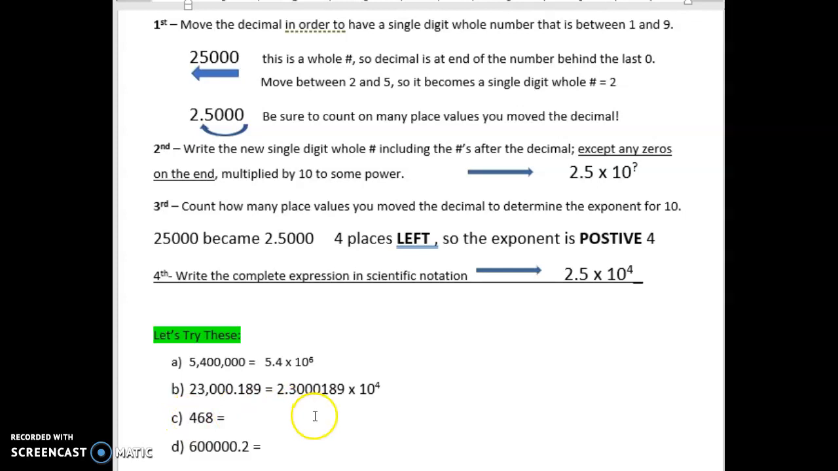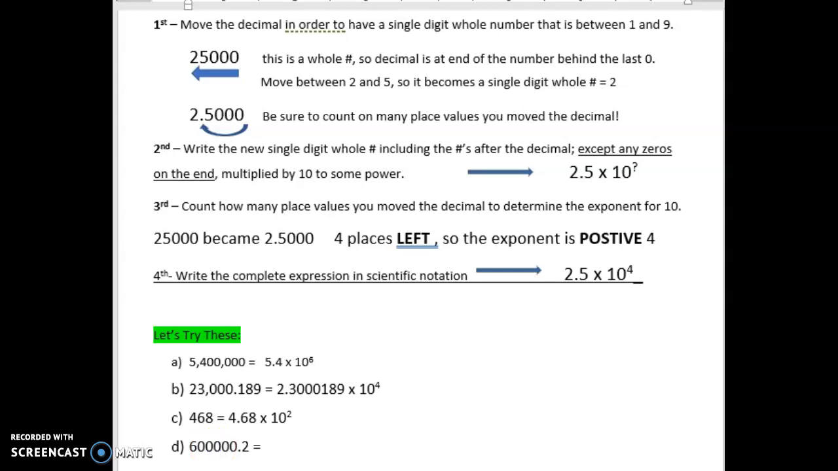C, 468. Well, that one's easy. 468 is going to become 4.68 times 10 to, going from the hundreds place to a singles place means I have to move the decimal 2 times. Moving the decimal 2 times to the left means I have a positive 2 for my exponent.